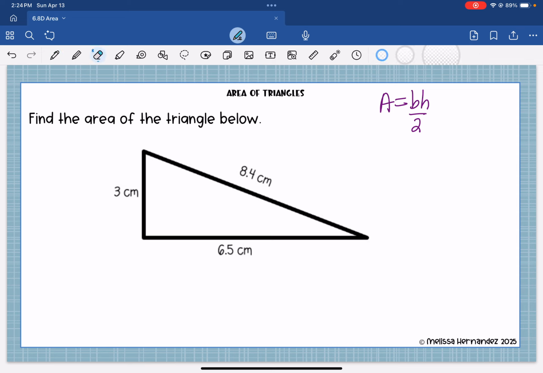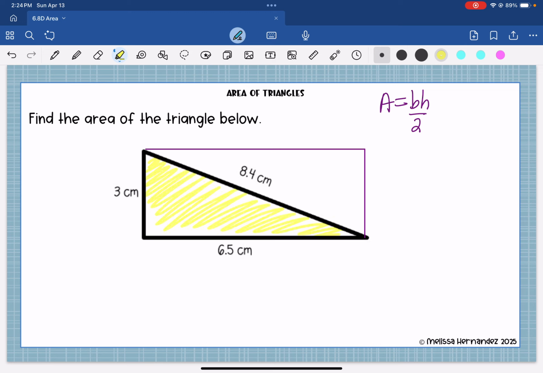Now the reason it's base times height divided by 2 is because if you notice, bear with me, this actually now made up a rectangle. However, think about, we only want to find half of the rectangle, which happens to be a triangle. Okay, so let's get that out of the way.